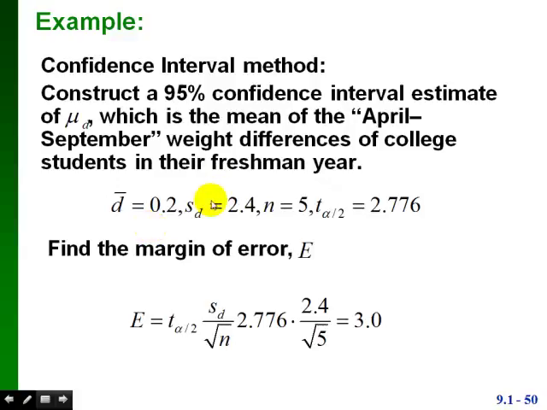Now, to do a confidence interval for this, again, we want to find our point estimate, which is going to be the sample mean for our differences. So that's the 0.2. We've got our sample standard deviation, our sample size, and we already found our critical value. So here's our formula for our margin of error. Oops, and this got a little messed up here. There should be an equal sign in there. And if we calculate that out, we get a margin of error of 3.0.